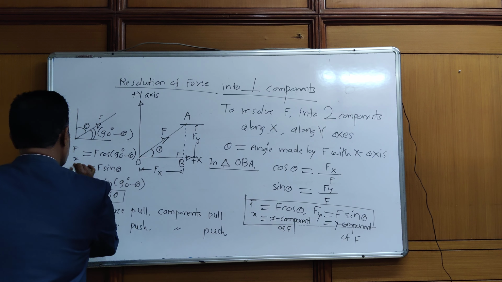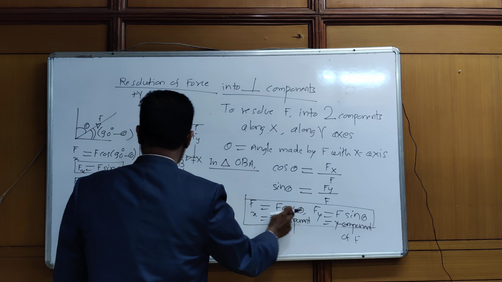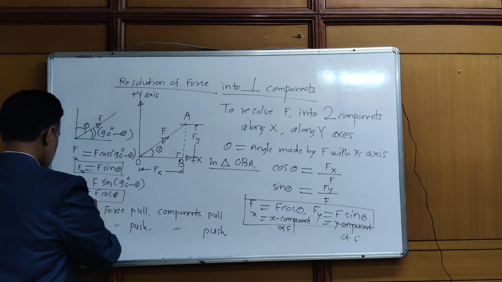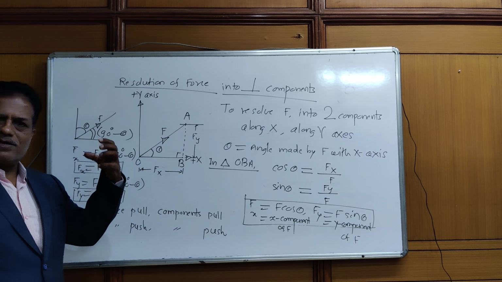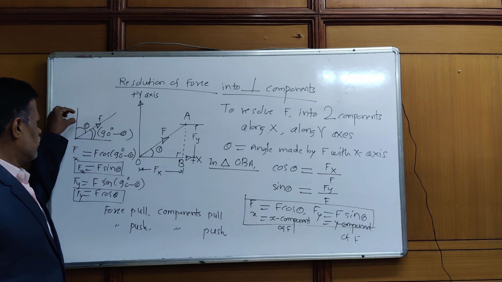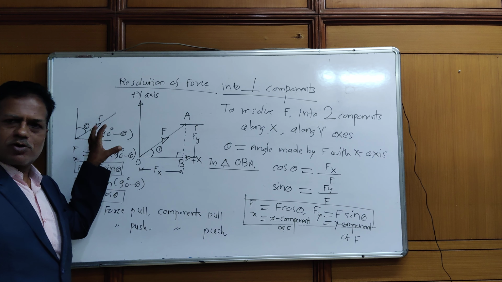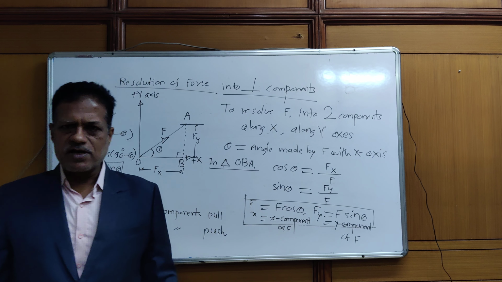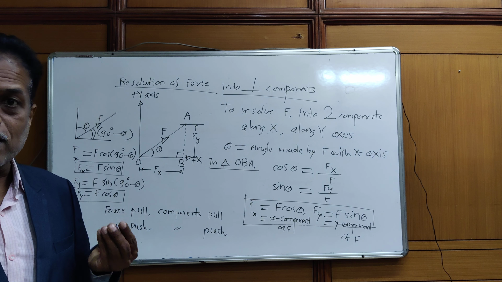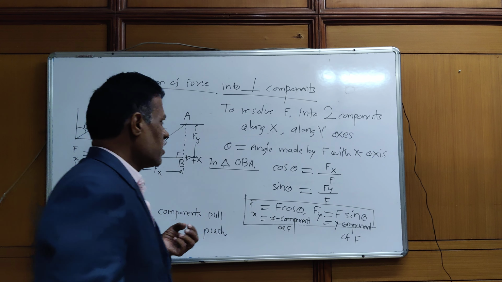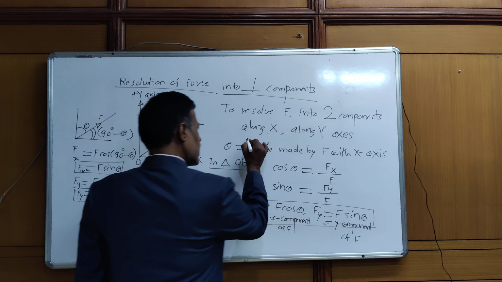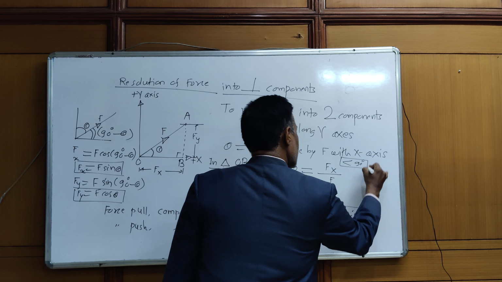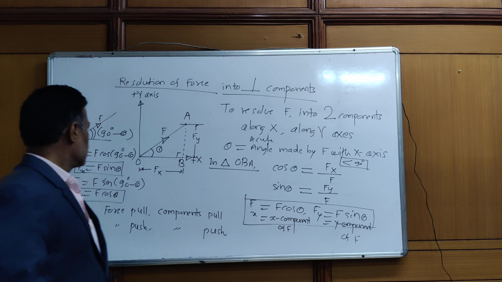Now the components are just reversed. Here it is cos theta in Fx, here it is sin theta in Fx. Here it is sin theta in Fy, here it is cos theta in Fy. So instead of remembering these two formulas separately, always if the angle is given with the vertical, find out the angle made by force with the horizontal and use this formula. Fx equal to F cos theta, Fy equal to F sin theta, and remember theta is always the acute angle, less than 90 degrees. Theta is the acute angle made by force with the horizontal, in that respective quadrant, either with the positive x-axis or with the negative x-axis.